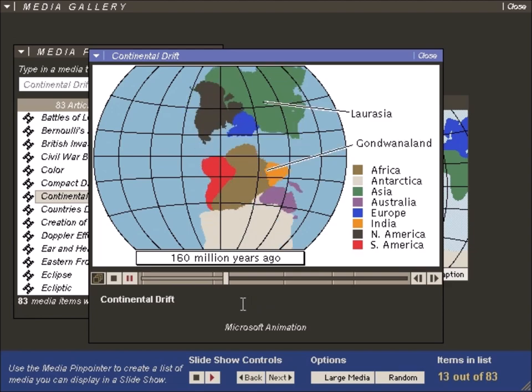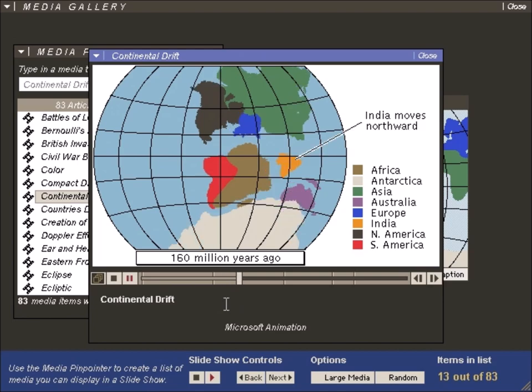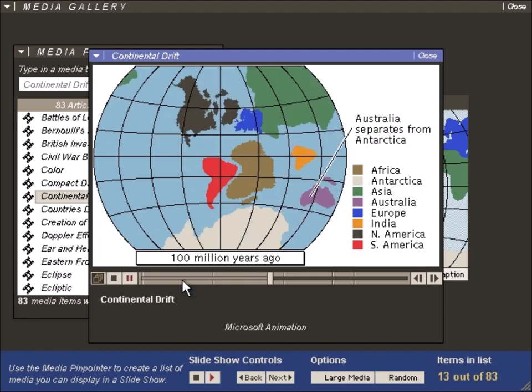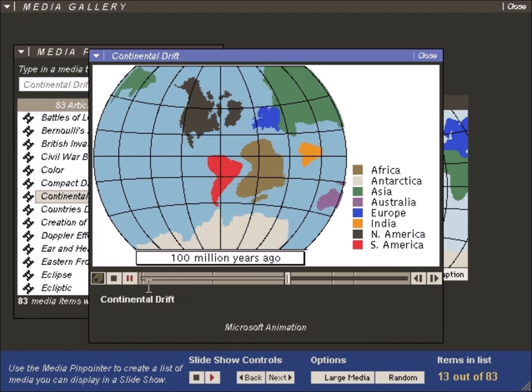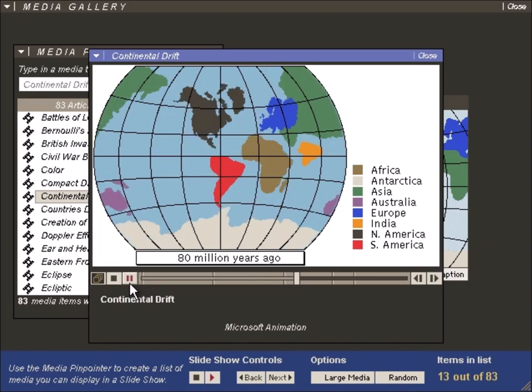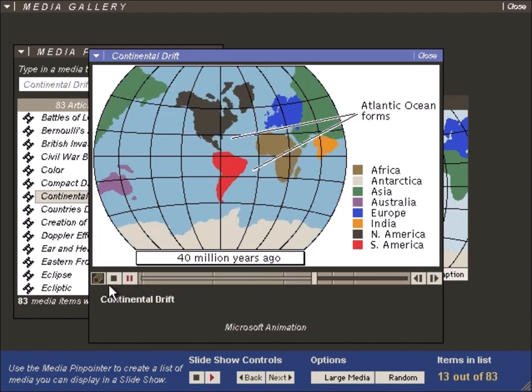Pangaea split, and the pieces drifted apart, creating two new continents, Laurasia in the north and Gondwanaland in the south. The landmass that was to become India separated and moved northward. Australia separated from Antarctica. The two supercontinents then pulled apart east and west, opening the Atlantic Ocean.